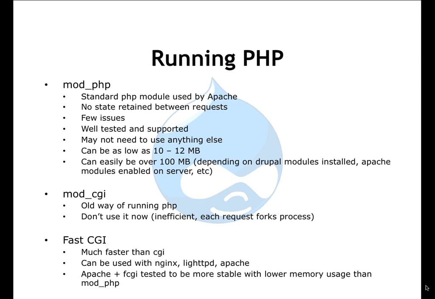Mod CGI used to be an old way of running PHP, but don't use it anymore. It's very inefficient and just not a good idea. It's not secure as well. FastCGI is the successor to Mod CGI. It's much faster. It is used by Nginx and LightTPD. Apache also has a module for it. And Apache plus FastCGI has been tested to be more stable with lower memory usage as well. But again, it requires some level of configuration and expertise with it. So if you don't have it, then there's no need to use it.